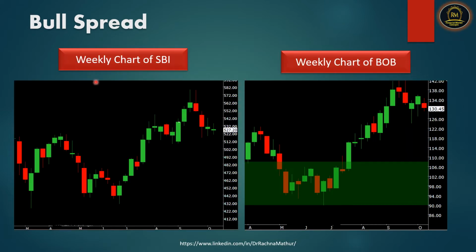Here again you can see the weekly chart of SBI and Bank of Baroda. In SBI, you can see first the market took a downward direction, then it spent some time and then it took an upward direction. Here also the market fell, it took some time, the basing period, it consolidated for some time and then it took a bull run. So this is called a directional move.